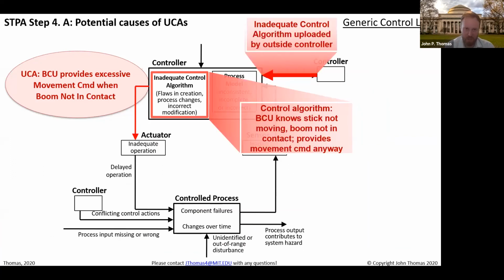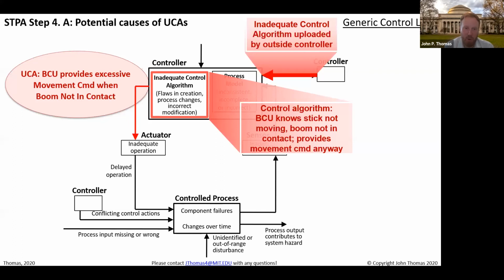So we've got to look at the control algorithm. We looked at every which way the process model could go wrong. What's left? Well, what if the process model is not flawed? What if it knows the stick is not moving? It knows the boom is not in contact, and it provides movement commands anyway. Well, there's a flaw in the control algorithm then. And that's the nature of the flaw.